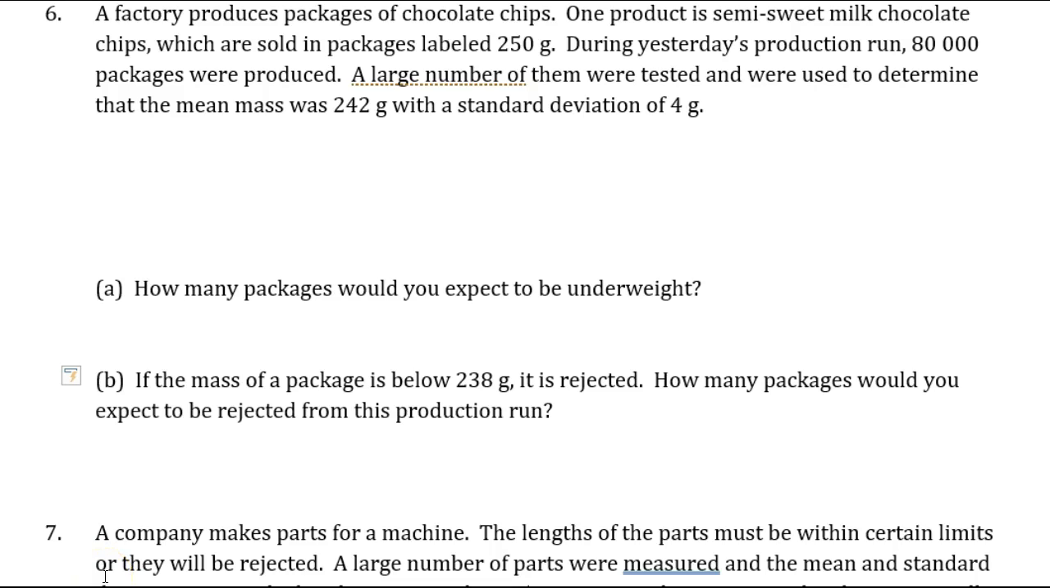A factory produces packages of chocolate chips. One product is semi-sweet milk chocolate chips, which are sold in packages of 250 grams. During yesterday's production run, 80,000 packages were produced. A large number of them were tested and were used to determine that the mean mass was 242 grams with a standard deviation of 4 grams.